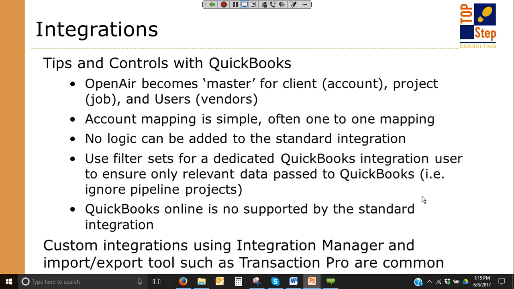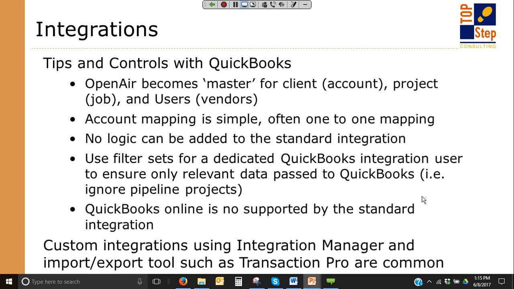If you have a new user, you set them up in OpenAir and it passes over and enters them into the vendor table. So OpenAir does become the master for all of this, so instead of QuickBooks telling OpenAir, OpenAir tells QuickBooks. The account mapping is very simple.